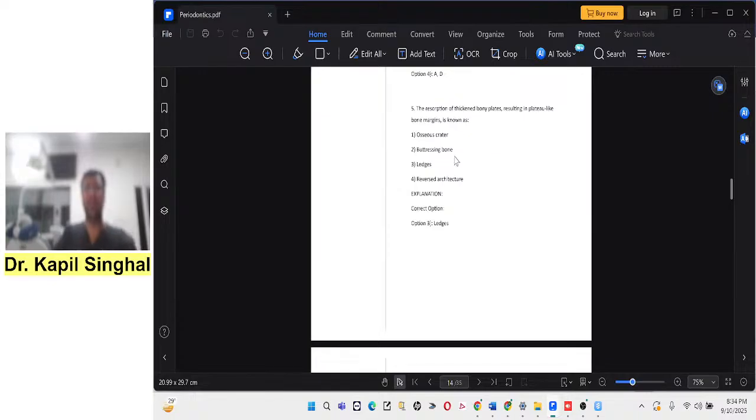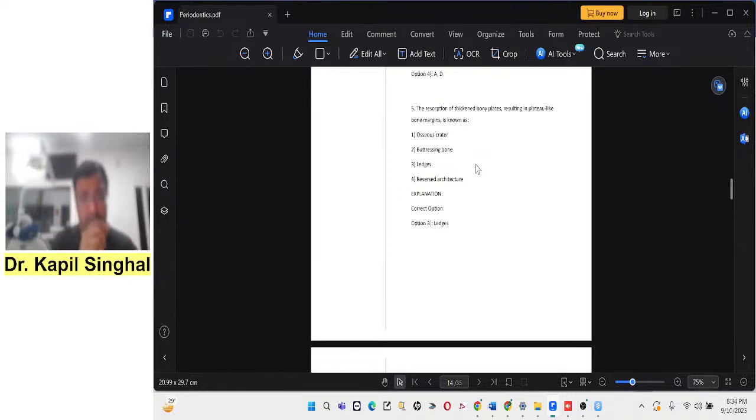Next question. The resorption of thickened bony plates resulting in a plateau-like bone margin. So plateau-like bone margin is ledges. The answer here would be ledges. What are osseous craters? Basically, it's like an elevation of the buccal and the palatal wall, and it's a two-wall defect.